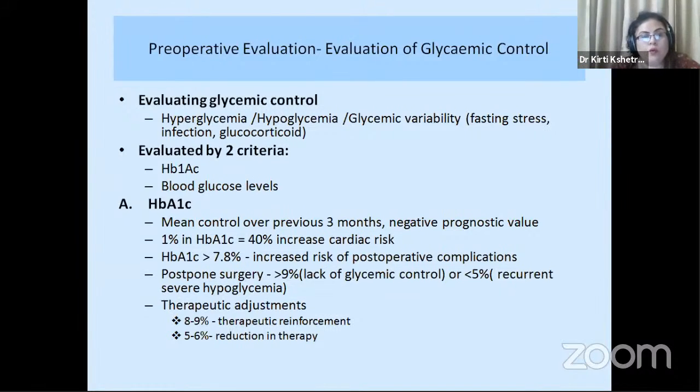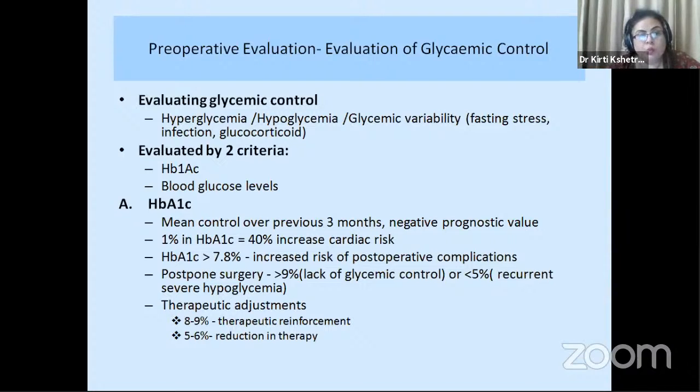HbA1c: mean control over previous 3 months. The glycosylated hemoglobin depicts the mean control over previous 3 months and carries a negative prognostic value regarding the post-operative cardiac risk, infection, sepsis, and poor wound healing. A 1% rise in HbA1c may reflect as high as a 40% increase in the cardiac risk. With HbA1c more than 7.8%, there is increased risk of post-operative complication.